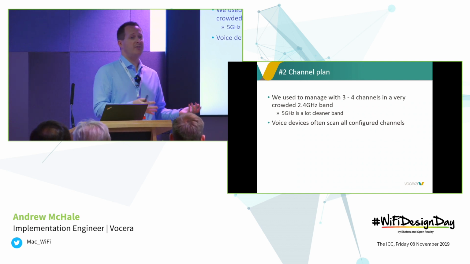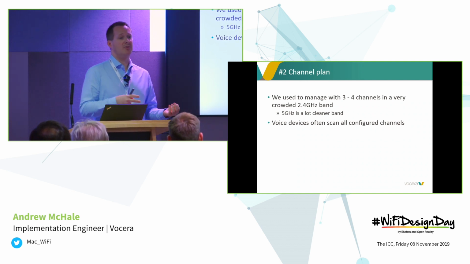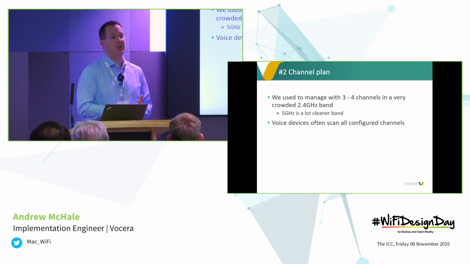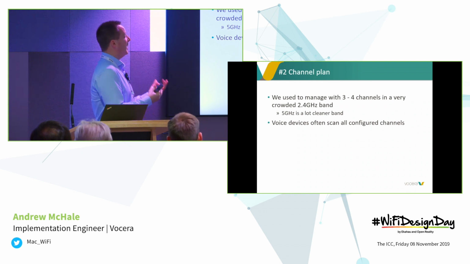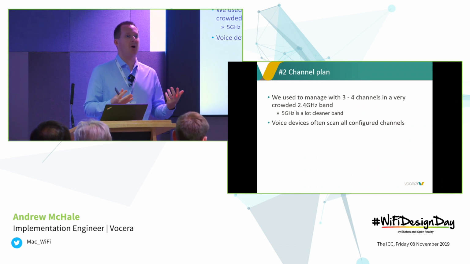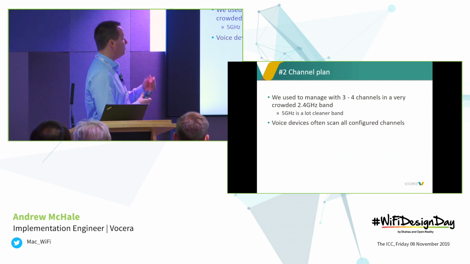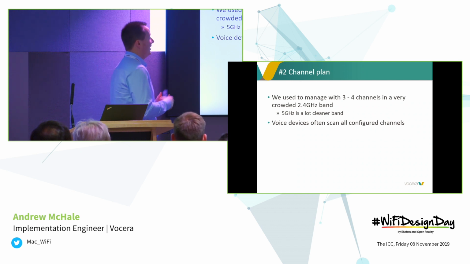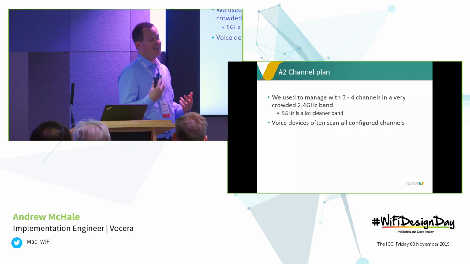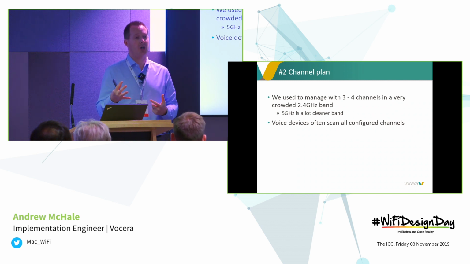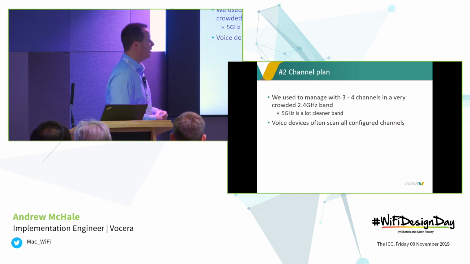And you've only got a 150 millisecond delay of data before people are going to notice in the audio conversation. So you can't really spend 200 milliseconds off scanning a bunch of channels because people are going to notice in the conversation. So the less channels you have, the quicker a voice client can scan those channels, decide where it wants to go, and then eventually trigger that roam.